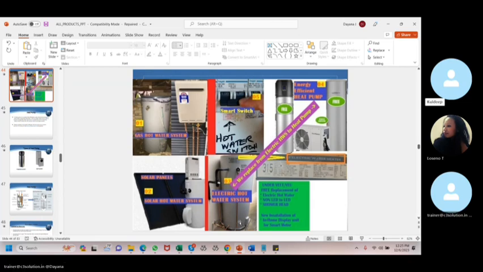Got it, ma'am? Clear? Or do you want me to repeat? No, it's clear. So the electric hot water system looks like this, with a pipeline connected from there to the many taps you have in your house. That is an electric hot water system. It also runs using electricity.